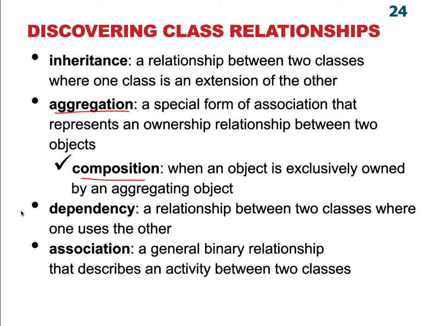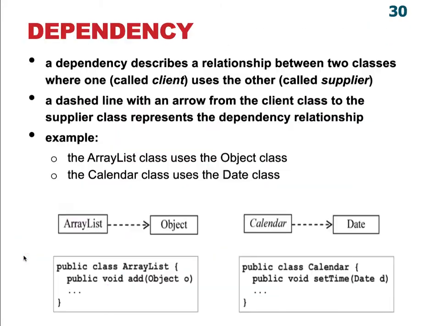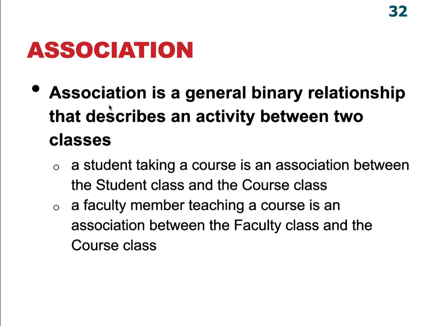The one last class relationship we are going to study is association. As I explained, association means that two classes have some relation, but it is not inheritance, not aggregation or composition, not dependency, but they are related. So it's called a general relationship. None of the above is the case. So that's association. Here is the explanation for that.